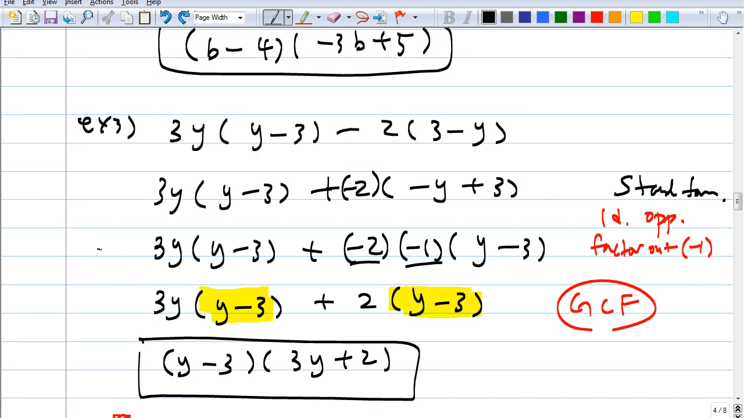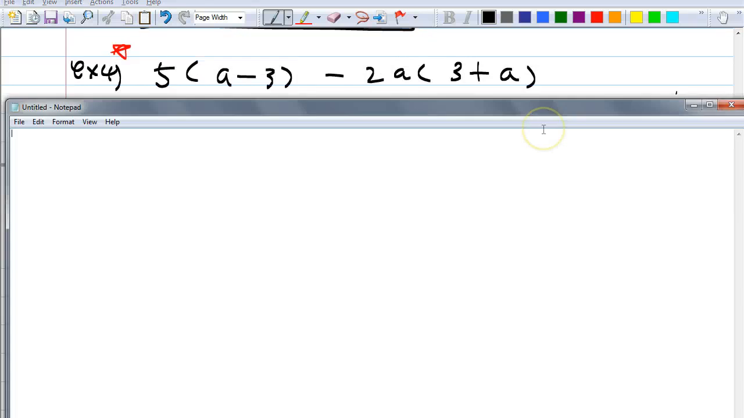All right, so next, example 4. Here we go. Okay, try example 4. Everybody go ahead and try. It says 5 times, in parentheses, a minus 3 minus 2a times 3 plus a, in parentheses. All right? Okay, go ahead, everybody try. I'll wait. All right, this one's kind of different, isn't it? How many people were able to figure out your GCF on this one?